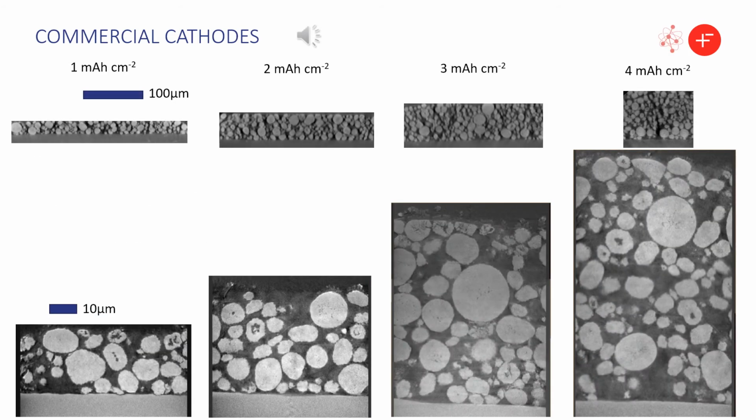In this slide, we can see all of the CT scans that have been completed for all of the mass loadings. The top row is our micro-CT scans, and the bottom row is the nano-CT scans. The thickness difference is clear to see across all of our samples, and through segmentation and analysis of each of these scans, we can look for any differences across the samples.